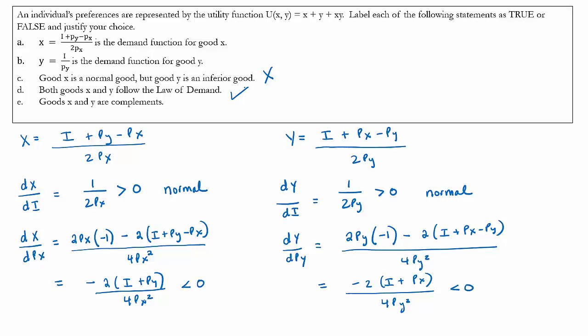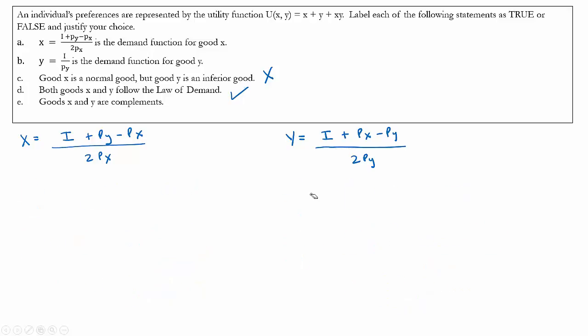Last, let's see if x and y are complements. For this one, we want to look at the cross derivative, the derivative of x with respect to the price of y, and the derivative of y with respect to the price of x. For dx dpy, we get 1 over 2p of x, which is positive. And for dy dp of x, we get 1 over 2p of y, which is also positive. That means as the price of one good goes up, demand for the other good goes up as well. This makes the two goods substitutes.